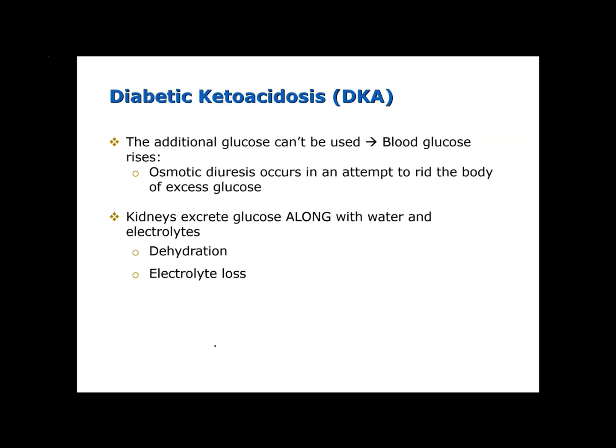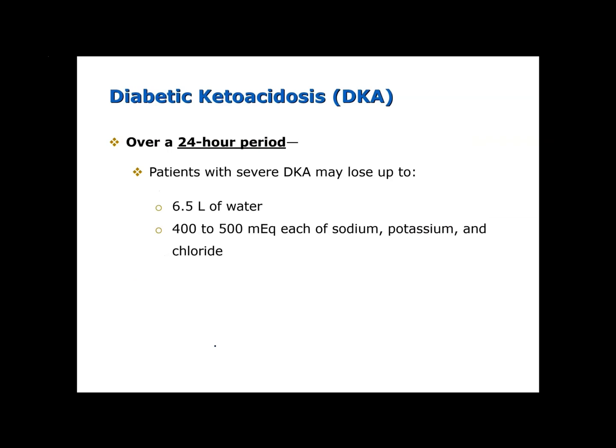Additional glucose can't be used. That's when your glucose rises. Osmotic diuresis is the body's attempt to get rid of that, and as your kidneys excrete your sugars, you're going to lose water and other electrolytes, causing dehydration and electrolyte loss. In extreme cases, over a 24-hour period, patients can lose up to 6.5 liters of water and 400 to 500 milliequivalents of sodium, potassium, and chloride.